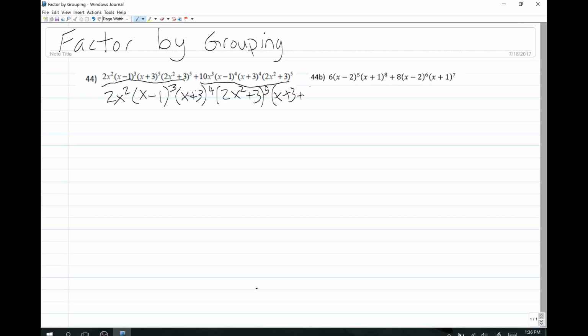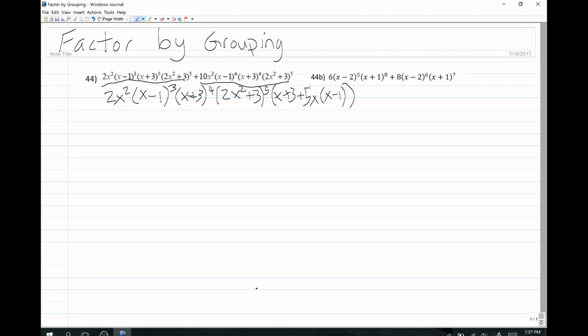Now in my second term, because I have 10x cubed, I'm going to have a 5x left over, because 10x cubed divided by 2x squared is 5x. And then I'm also going to have an x minus 1 left over. So 5x times x minus 1. And then x plus 3 to the fourth, gone. 2x squared plus 3 to the fifth, gone. And that's it.